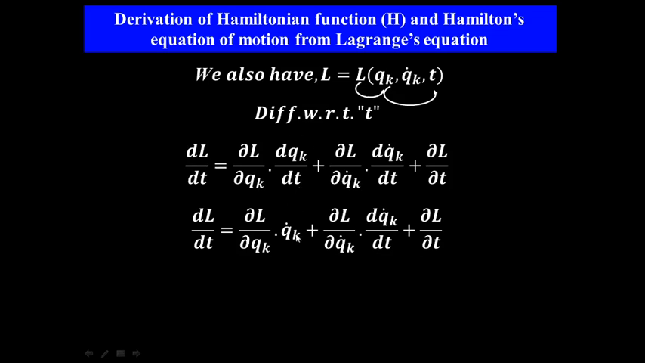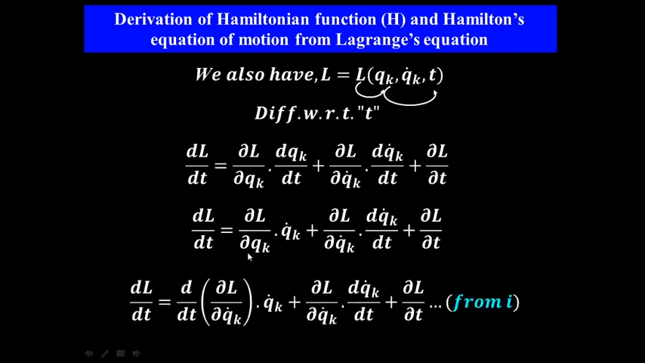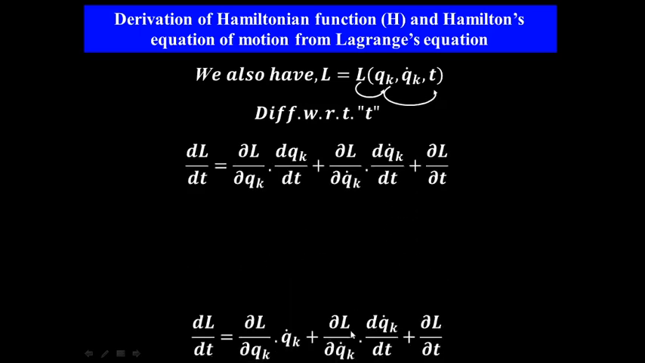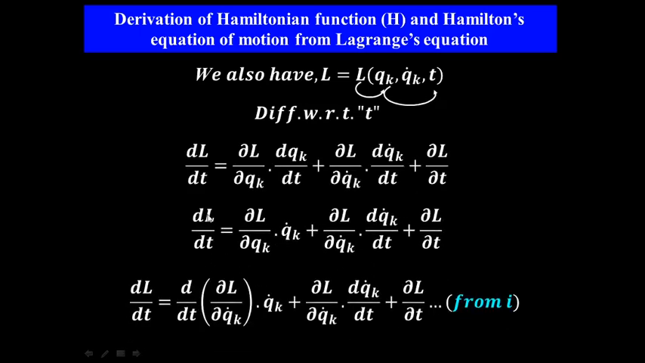Now this dqk by dt, the time derivative of qk, can be written as qk dot. Now this del L by del qk can be written from equation number 1. From equation number 1, del L by del qk is d by dt del L by del qk dot. So using equation number 1 here, in place of del L by del qk I have written d by dt del L by del qk dot, and here dqk by dt is qk dot.